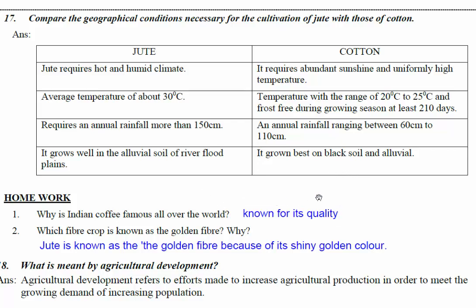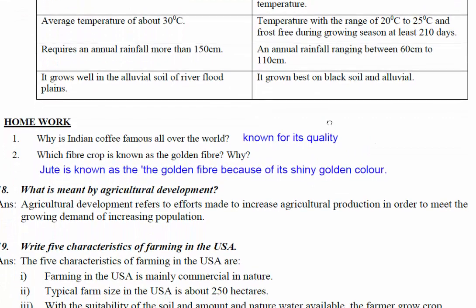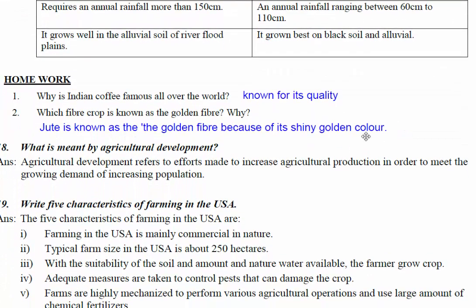Okay, let's go to the homework. Why is Indian coffee famous all over the world? Why? What is the reason? Because it is known for its quality. Indian coffee is known for quality, a better quality I should say. Which fiber crop is known as the golden fiber and why? Jute. Jute is known as the golden fiber because of its shiny golden color.